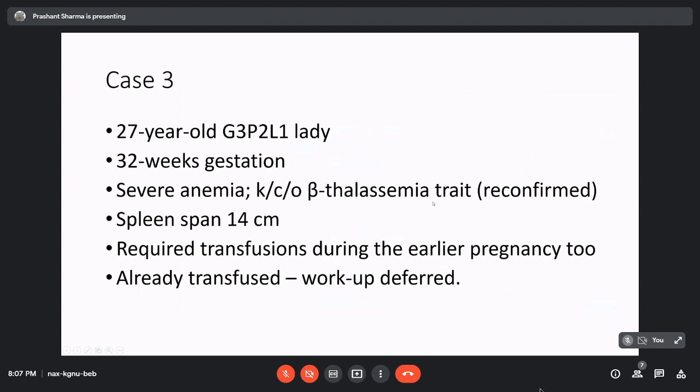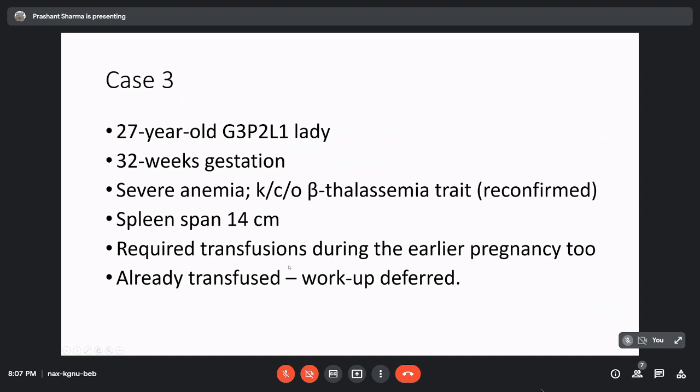So just to remind everyone, beta thalassemia trait on HPLC is going to show us a hemoglobin A2 level which is more than or equal to 4%, but less than about 9%. So if the A2 is coming within that range and there is no other abnormality on HPLC, then together with the red cell indices, you'll diagnose it. She's not. She's got other findings as well. An ultrasound, even in this third trimester, is showing her spleen span to be 14 centimeters. So she's got about a 2 or 3 centimeter splenomegaly. And she's also required transfusion during her earlier pregnancy too.